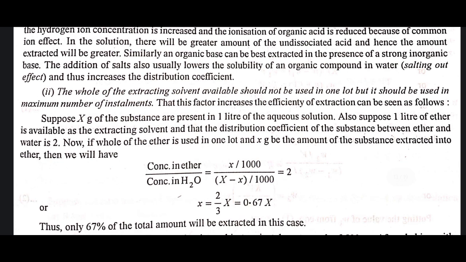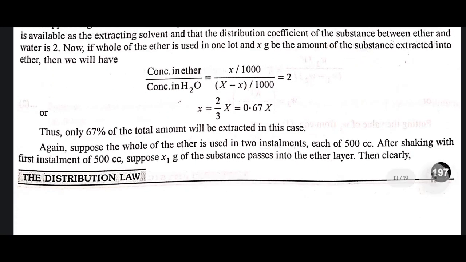Now, if the whole of the ether is used in one lot and x gram be the amount of substance extracted into ether, then we will have concentration in ether upon concentration in water is equal to (x/1000) upon (X minus x)/1000 is equal to 2, or x is equal to 2 by 3 of X is equal to 0.67X. Thus, only 67% of the total amount will be extracted in this case.